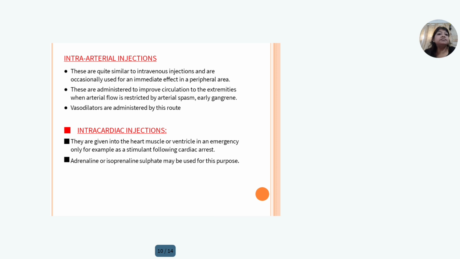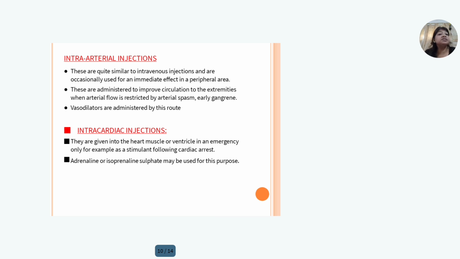Next comes the intra-arterial. So intra-arterial means we administer it directly into an artery, it acts like a vasodilator. We directly administer it when a spasm comes. When an arterial spasm occurs, then we give this intra-arterial injection.